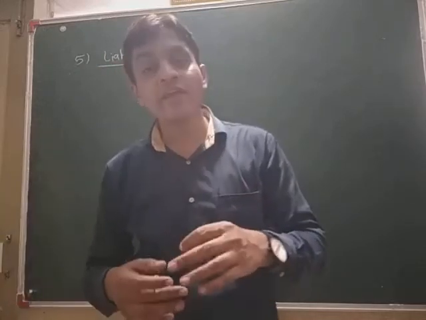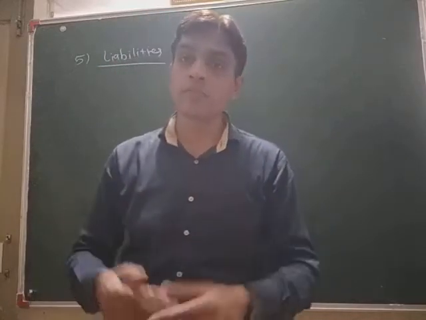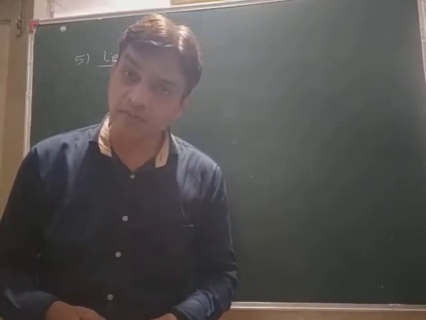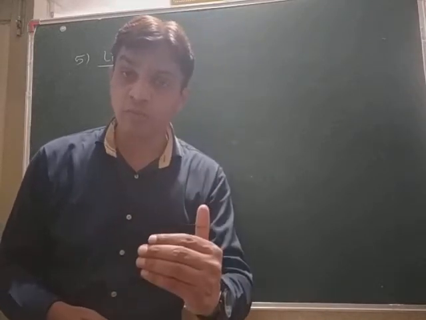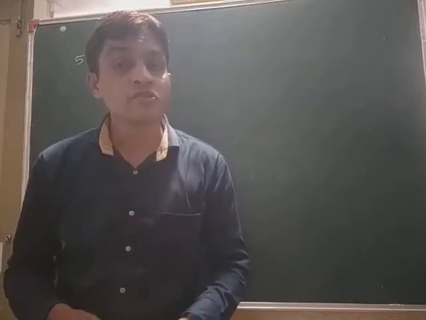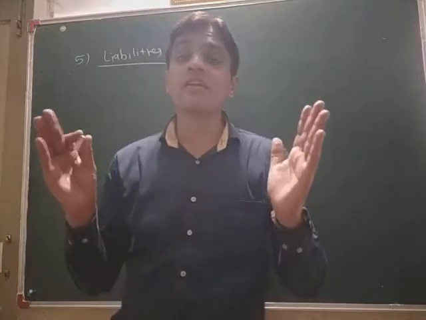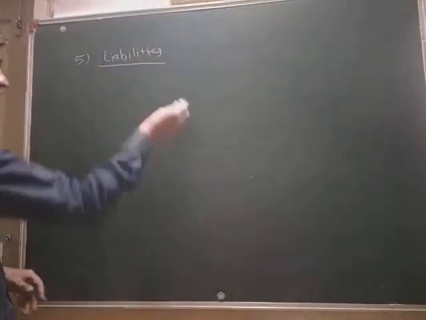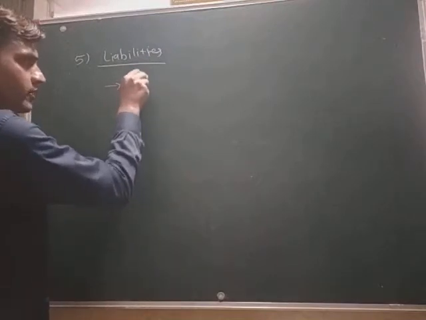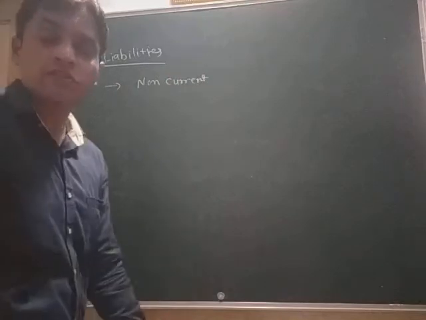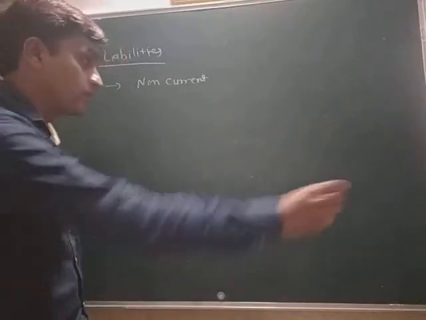In the same way, if we have taken a loan from the bank, it is also our liability because we have to return that loan amount to the bank within a given period of time. So in that case, that is our liability. Now there are two types of liability: current and non-current. First of all we'll see about the non-current liability.